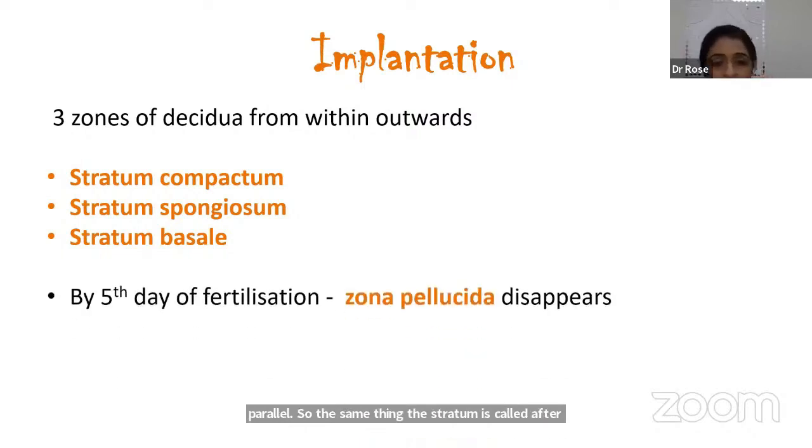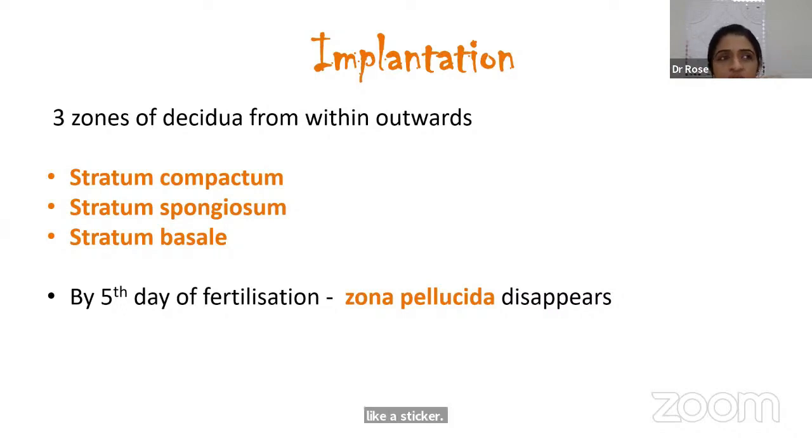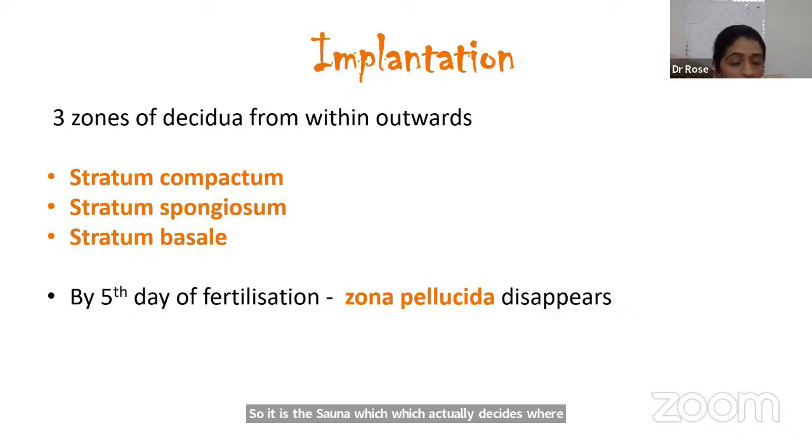So when will the implantation occur, or which structure prevents implantation? This zona pellucida, which is covering the blastocyst, is just like a sticker. If you peel it off, the blastocyst will go and stick onto the uterine endometrium or anywhere. So it is the zona pellucida which actually decides where the blastocyst should stick. It happens usually by the end of the 5th day after fertilization. After the 5th day, the zona pellucida disappears and now the blastocyst is ready to stick onto the uterine endometrium and get implanted.